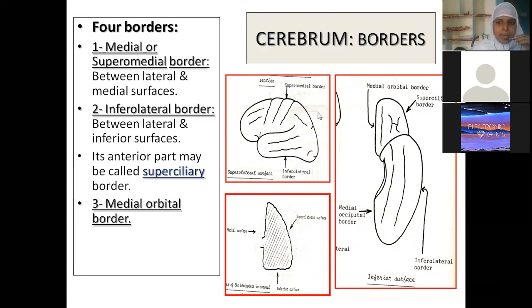Then the medial orbital border is this one. If you consider this as one more border, then it becomes medial occipital. But in most of the books, we are given only three borders. What are those? Superomedial border, then medial border, and inferior border. These are the three terms which are used.